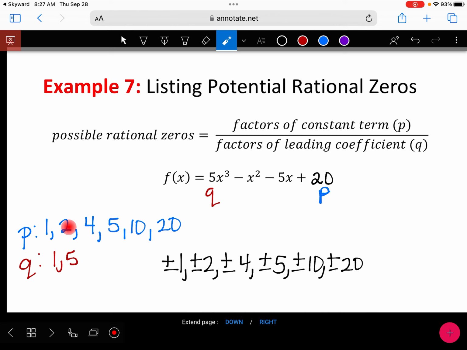Now let's take these same blue numbers and divide it by my second factor of Q, which is 5. So I have plus and minus 1/5, because I'm taking 1 over 5, 2 over 5, 4 over 5.